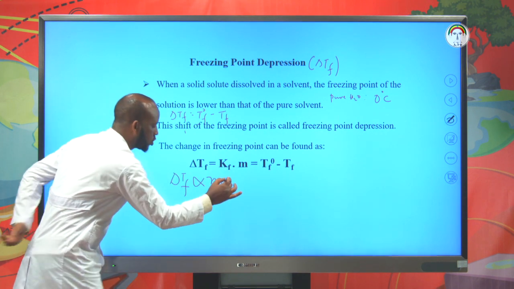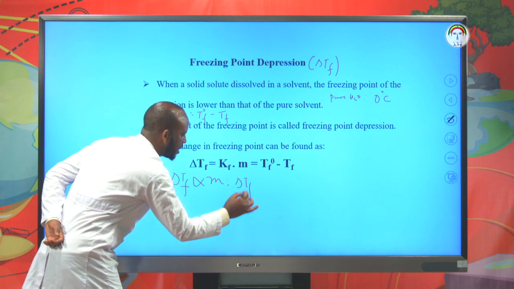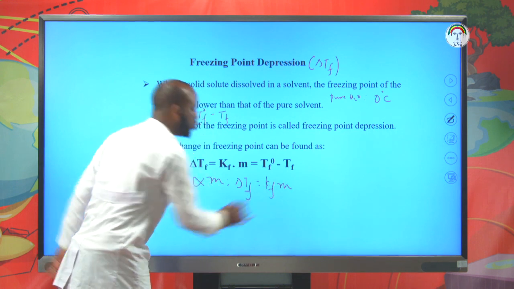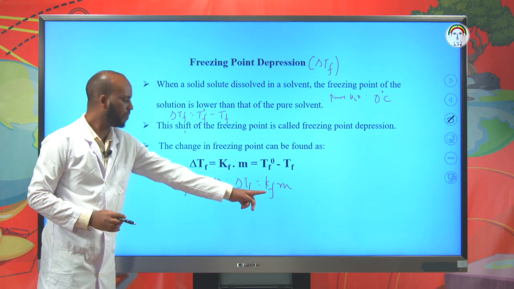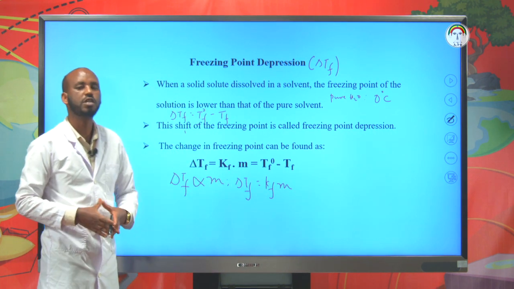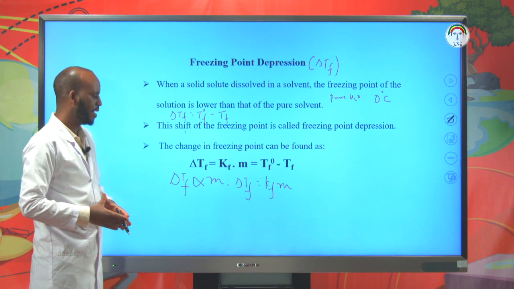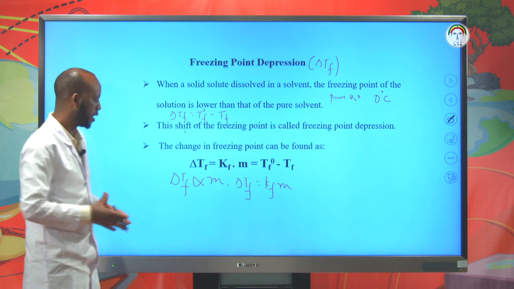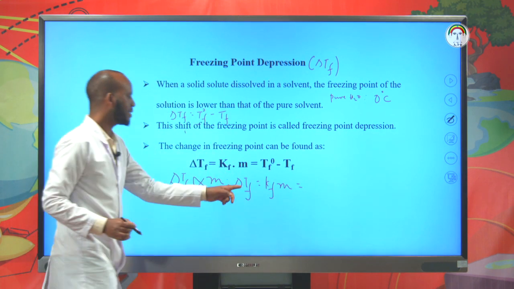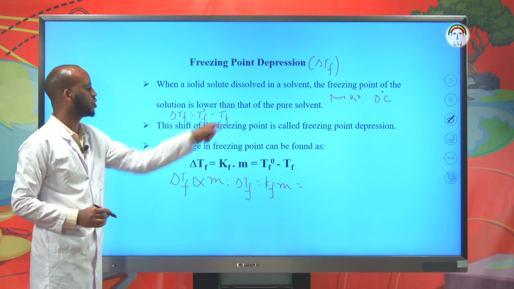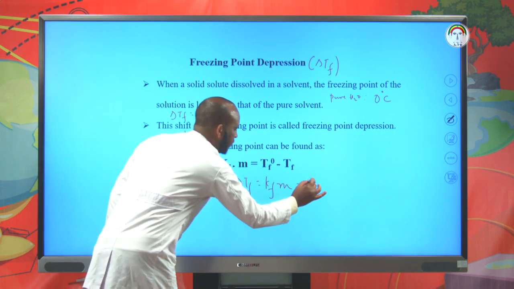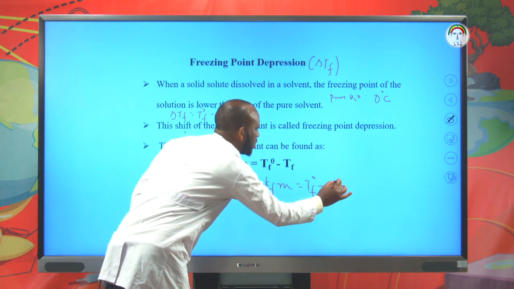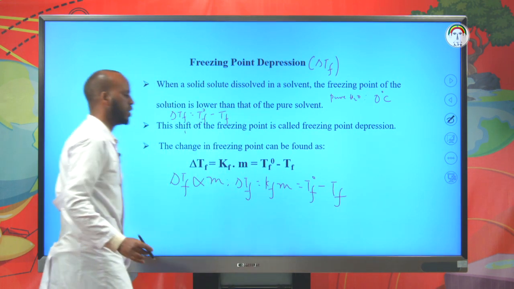Therefore, we can write this as delta Tf equals Kf times the molality of the solution, where Kf is the freezing point depression constant, m is the molality of the solution, and delta Tf is T naught F minus Tf. T naught F is the freezing point of the pure solvent minus the freezing point of the solution.